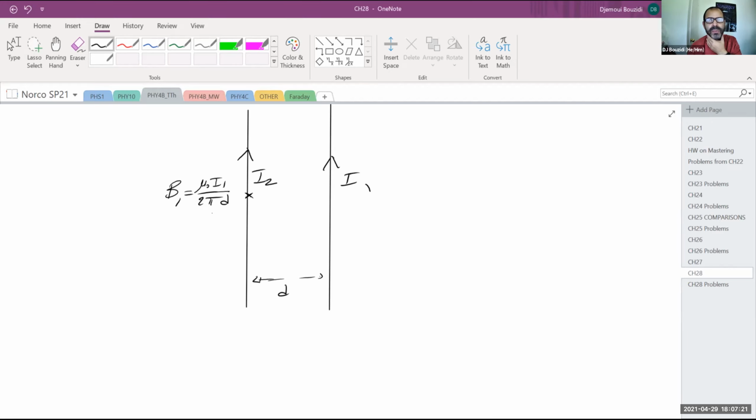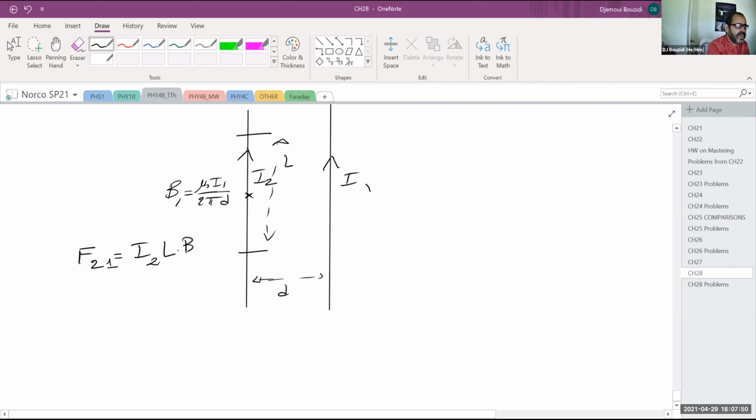Also, from the previous chapter, chapter 27, we saw that a wire that has a current I2 running through it, inside a magnetic field B1, will be subject to a force. So I'm going to take a finite length L of this wire. It will be subject to this force: F on 2 due to 1 is simply equal to I2 times L times B1. The direction of this force is as follows.